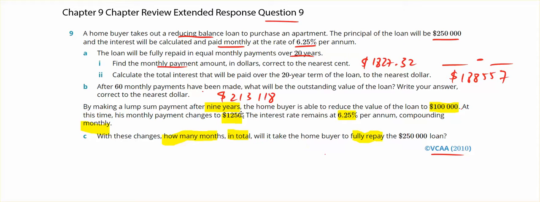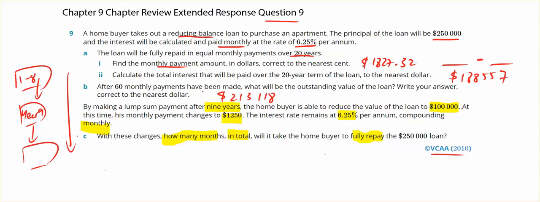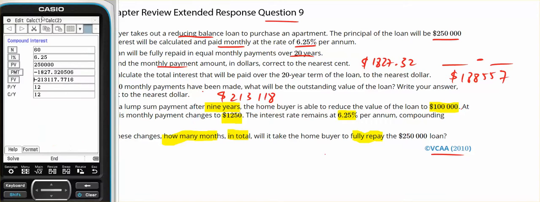Let's digest this. We've got a financial change after 9 years. So years 1 to 8 go here, and we've got a financial change at year 9. We've got to figure out how long it will take to fully repay the loan. So we need to work out what's actually happened to the loan at 9 years. We'll need to find out the balance of the loan after 9 years.